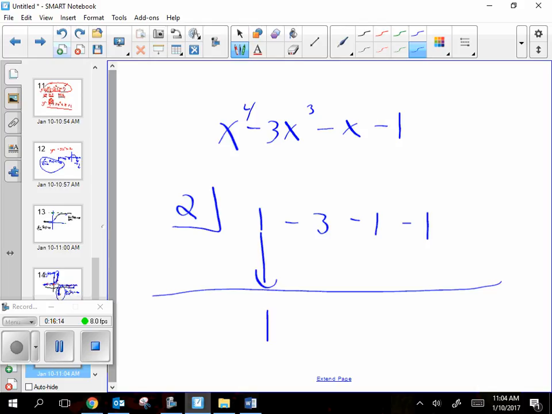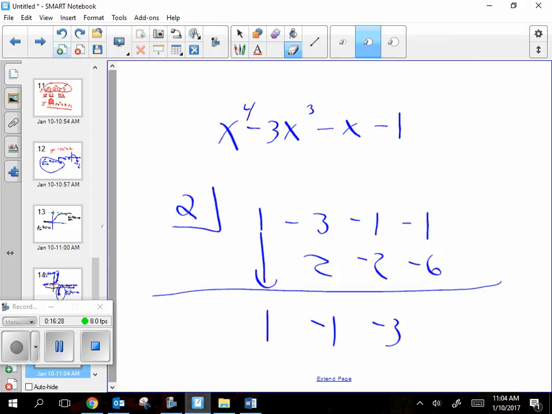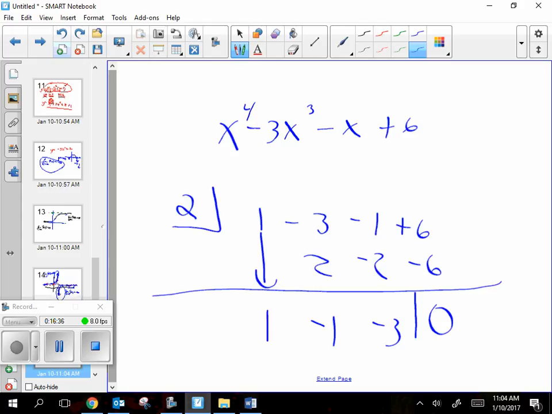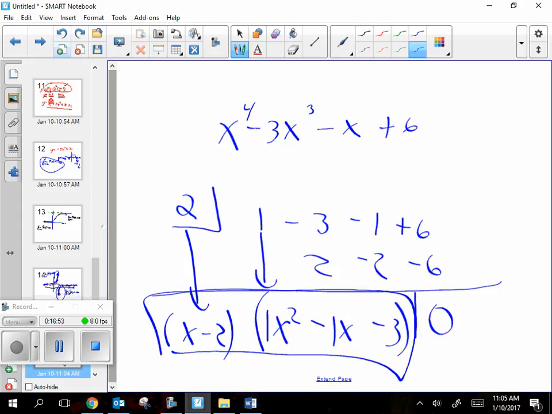This is called synthetic division. Okay, and then you go this times this. 1 times 2 is 2. Add these, negative 1. Multiply these, negative 2. Add those, negative 3. Multiply these, negative 6. And I'm going to cheat and make this a plus 6. I know. I just cheated, but that's okay. Because now it's going to work out, and it's going to have a 0 at the end. That's your sign that it factored properly. And the answer would be, this is the x, and this is the x squared, and this would be x minus 2 for that. And then this is the other part of it. That's how to factor using synthetic.